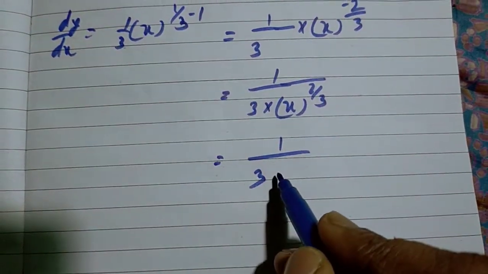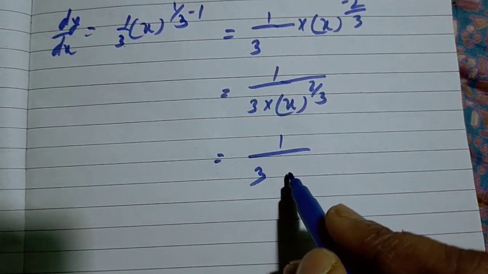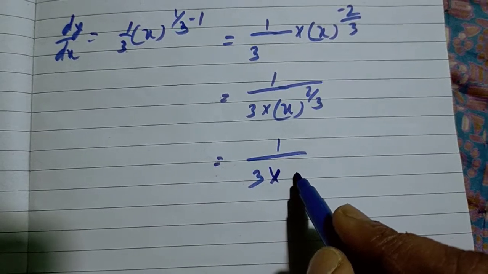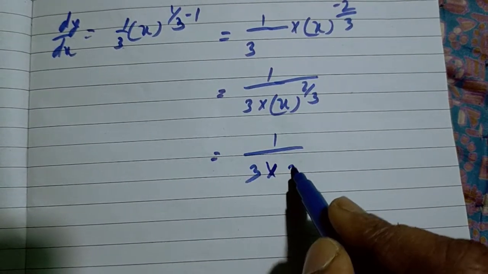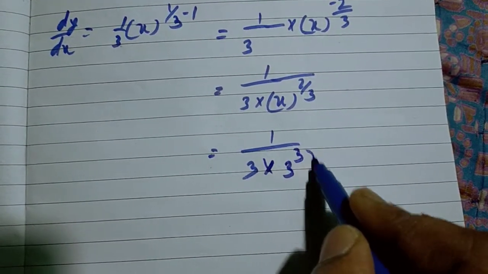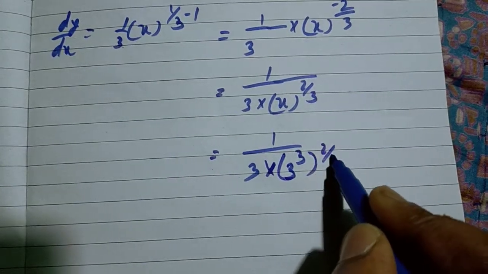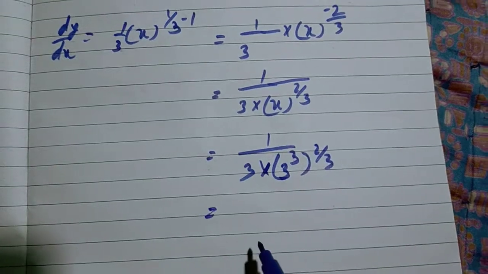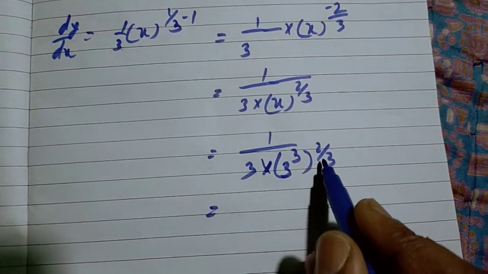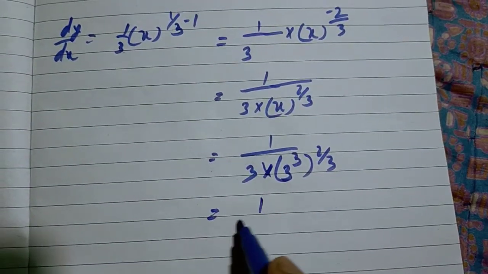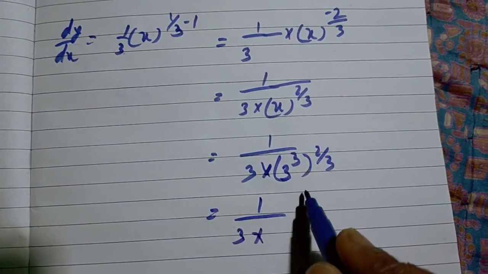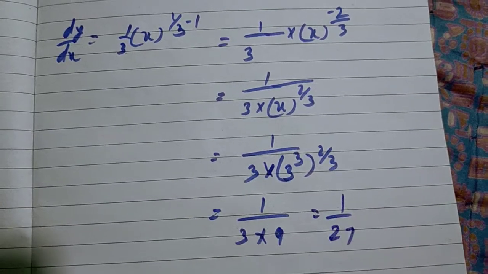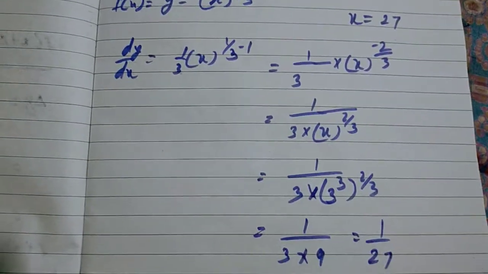So what is the x value we have assumed? X value we have assumed 27. So we will write x equal to 27. 27 we can write as 3 to the power 3, and again whole to the power 2 by 3. So here this 3 and this 3 will get cancelled out, remaining with 3 to the power 2, that is 9. So 1 by 3 into 9, that is 1 by 27. So we got the value of dy by dx.